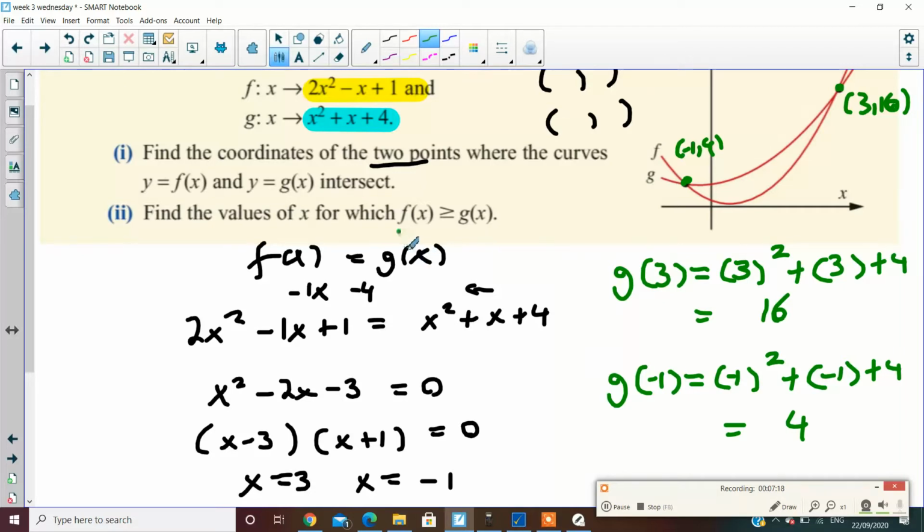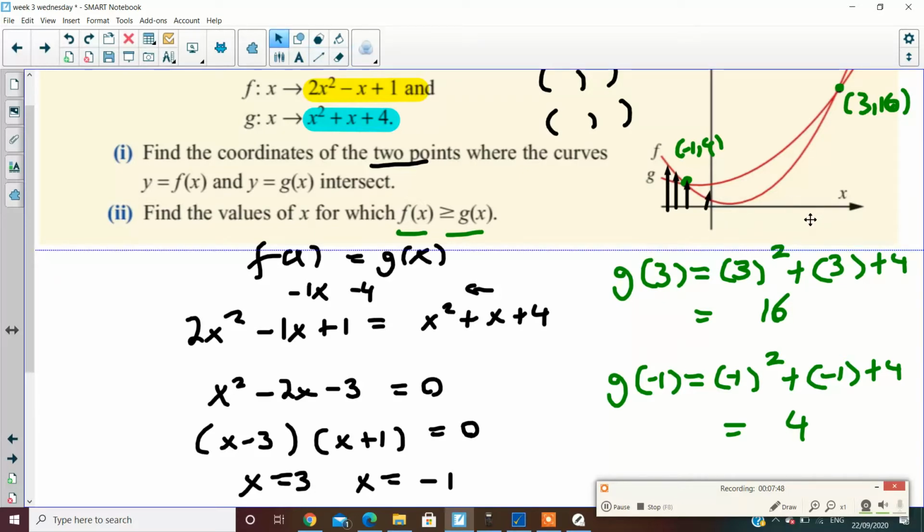Now, what does f of x bigger than or equal to g of x mean? When is the y value of f bigger than the y value of g? Does that make sense? So here's what we're going to do. Who's bigger now, when I go straight up? f is bigger than g. Here? Here, equal. Who's bigger now? g. So we're not interested in that region, are we?